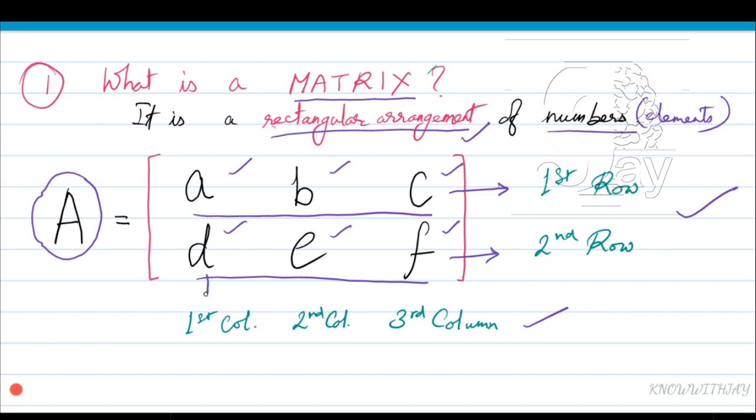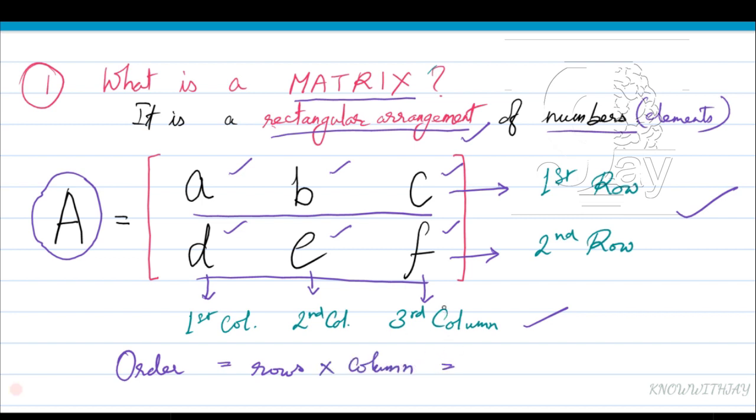A, D are the elements of the first column. B, E are the elements of the second column. C and F are the elements of the third column. How do we identify the order of a matrix? So, the order of a matrix is represented by rows into columns.